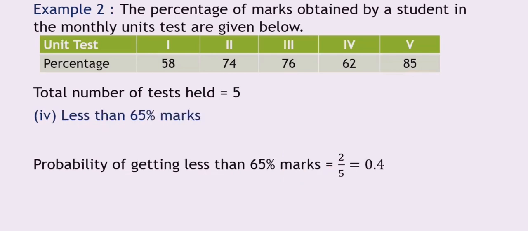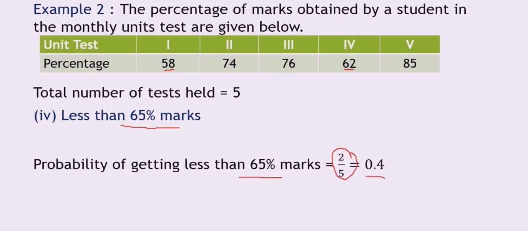In the next case we have less than 65% marks. So in how many cases can he get less than 65%? So here there is 58 and another one 62. In 2 cases he gets marks less than 65%. So here the probability of getting less than 65% is 2 out of 5 or 0.4.